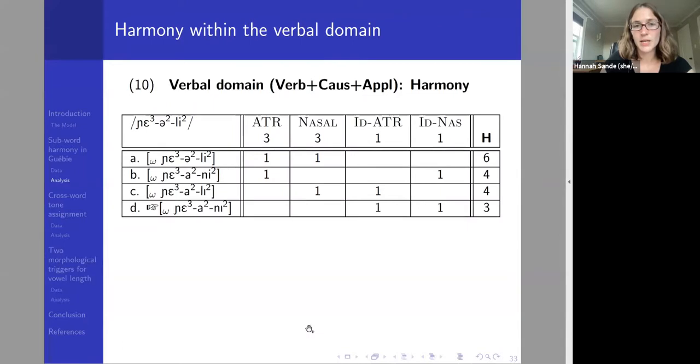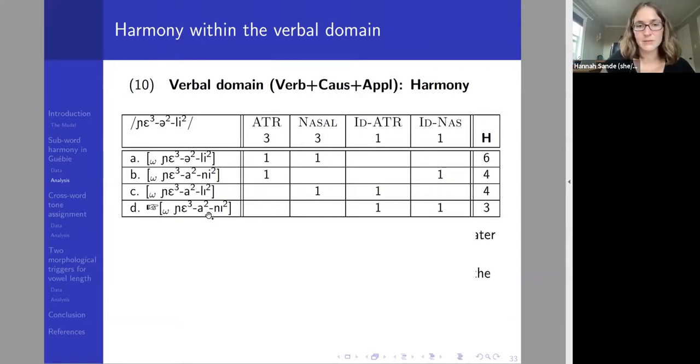So in the verbal domain where we have the voice head present, here's a root that is both nasal and minus ATR, plus the causative suffix and the applicative suffix. This is within the voice domain, and so our voice vocabulary item that we just saw has adjusted the weights of the constraints, and the harmony constraints have higher weights than the faithfulness constraints. This results in the preferred candidate being the one that has ATR and nasal harmony.